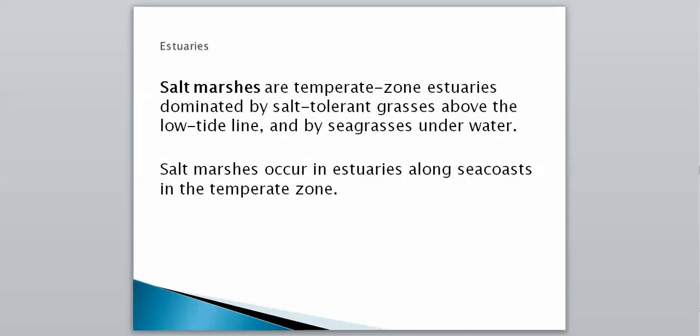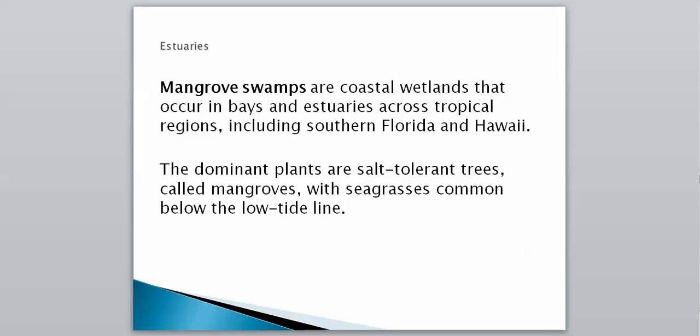And so to continue on, there's a thing called salt marshes, and these are found in temperate zone estuaries that are dominated by salt-tolerant grasses above the low tide line and by seagrasses underwater, and they occur along seacoasts in the temperate zone. So again, salt marshes are going to occur in areas where the weather is warm for part of the year but also cold. So a salt marsh is another area that goes along with estuaries.